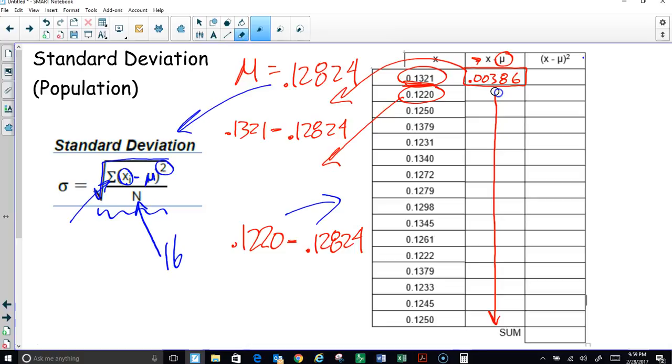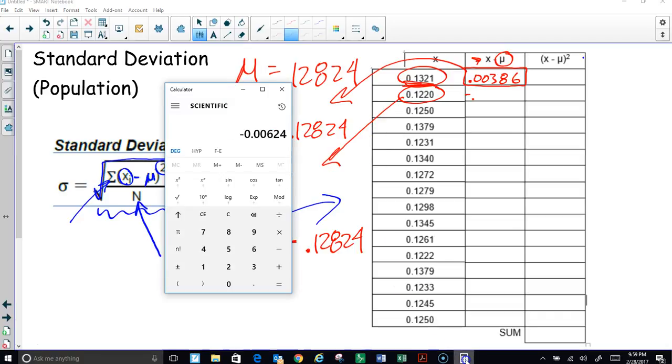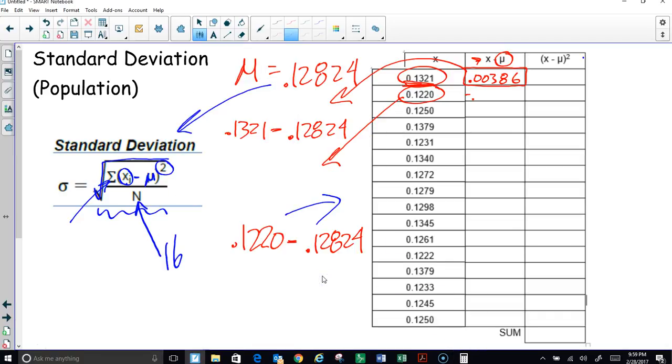Let me get rid of this line here because that's going to help me. Negative point. I forgot it already. I got this: 0.00624. And so forth and so on. Take a moment. Get that for every single one of them. Don't worry about this column yet. But pause the video, and when you come back, I will have all of these plugged in there, and you can see if you did them right.